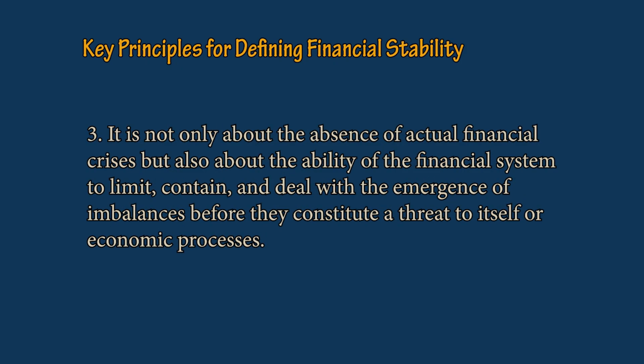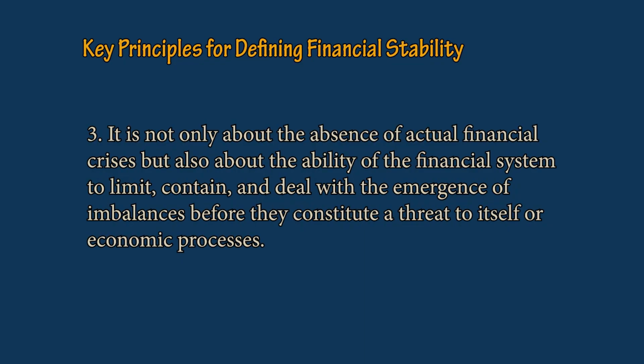Third, it is not exactly always about the absence of actual financial crisis. It should not be like, okay, there's no financial crisis, things are all right. It's not exactly that. It's more about when the chips are down, in the bad time. When there is some possibility of a crisis emerging, what happens then? So we have written here that it is not only about the absence of actual financial crisis, but also about the ability of the financial system to limit, contain and deal with the emergence of imbalances before those imbalances create a new threat to itself or to economic processes. Before that happens, can the system contain it? Can the system control it? Can the system limit it, deal with it?